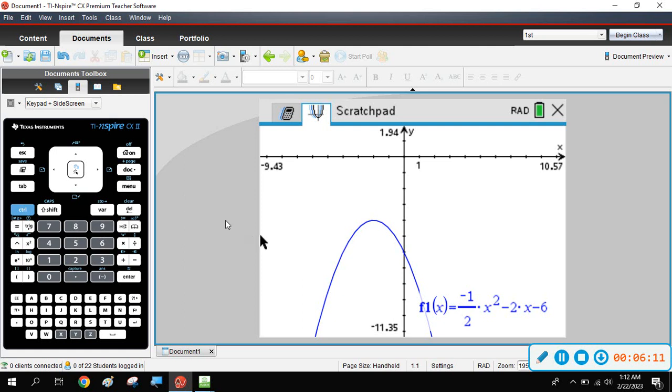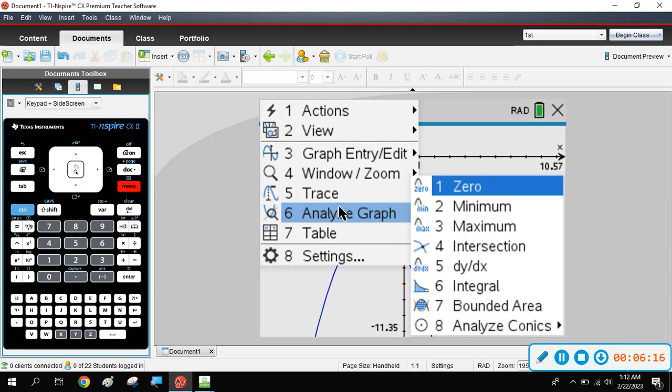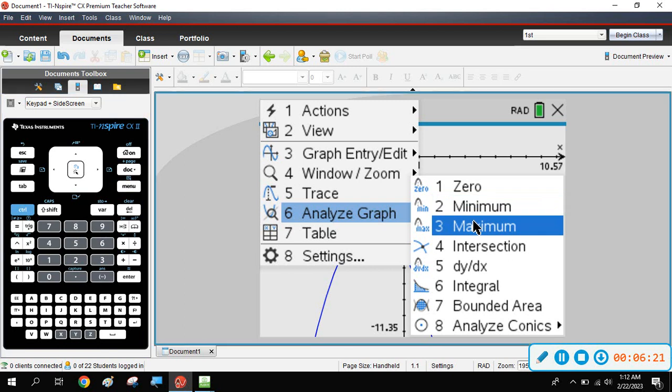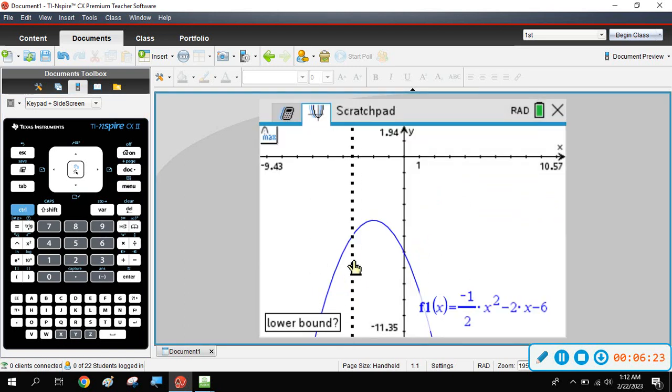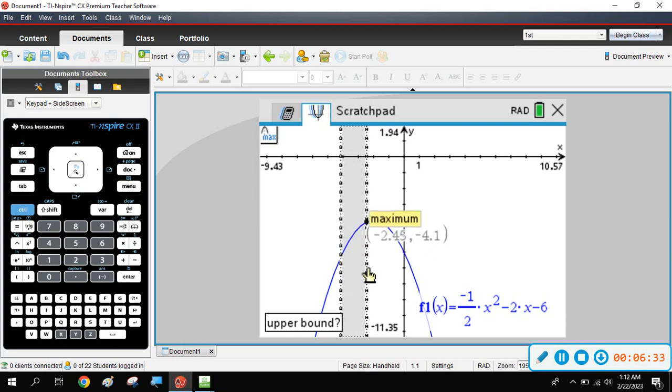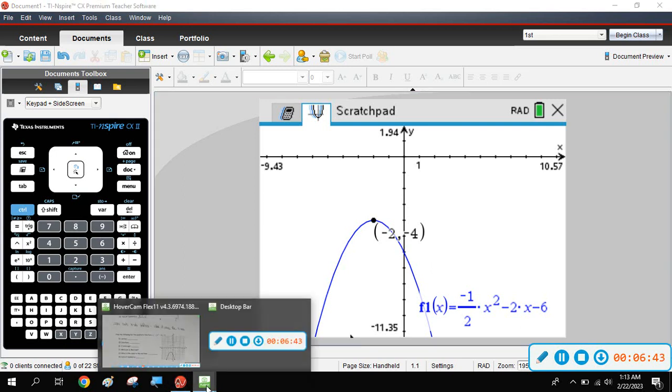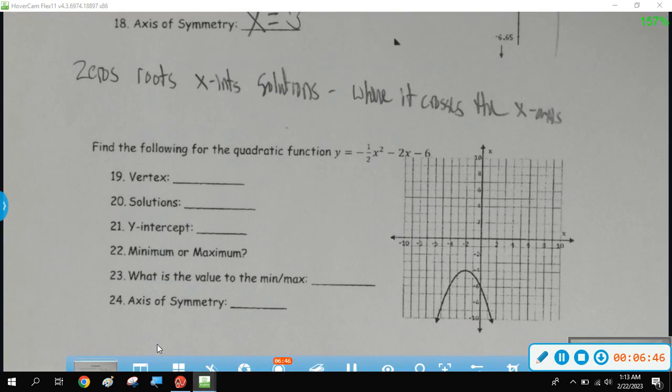All right. Now we're looking for the vertex. How do I do it? Menu, analyze graph. The vertex this time is going to be a maximum because of the fact that the U shape is opening downward. Notice it's asking me for lower bound. I need to go to the left of the vertex, click on it, and then it's going to change and ask me for the upper bound. So I move the upper bound line to the right of the maximum. I press enter, and notice it's giving me -4 and -2 for my vertex. So I'm going to go ahead and write that in.